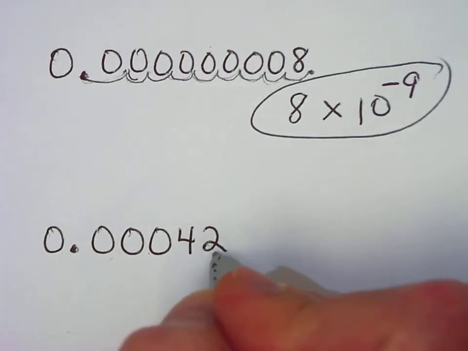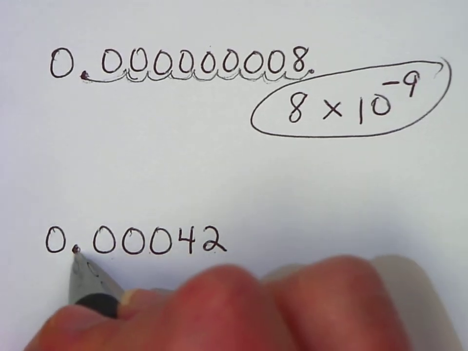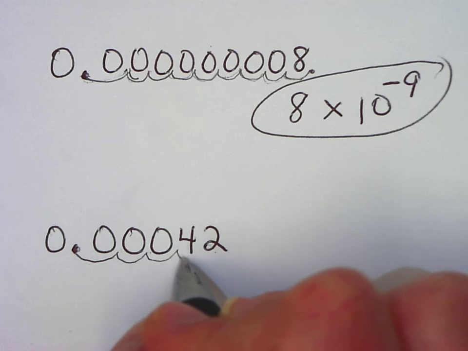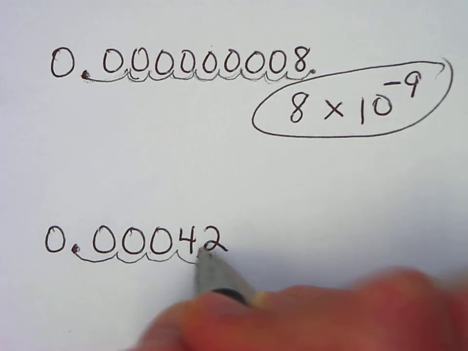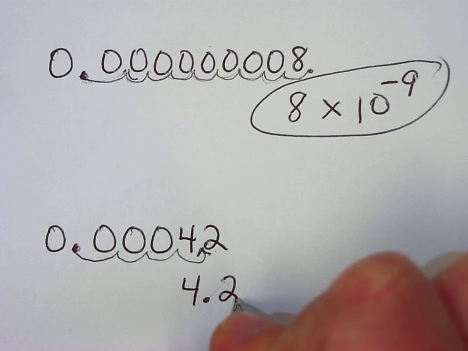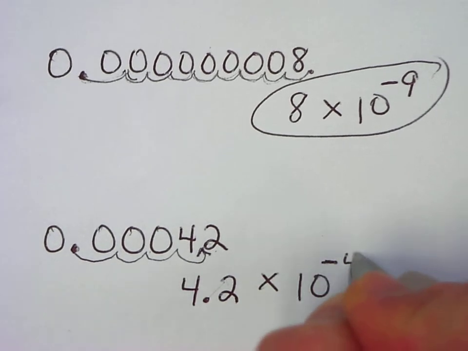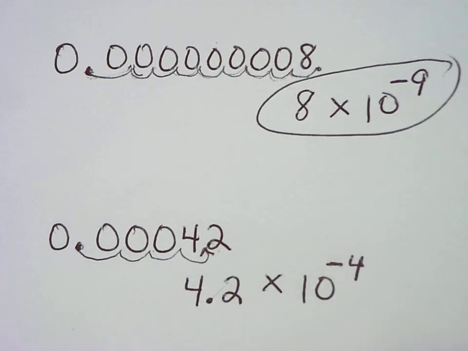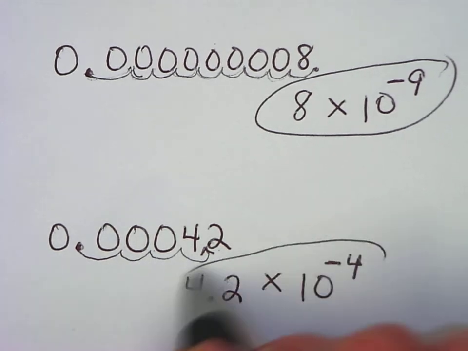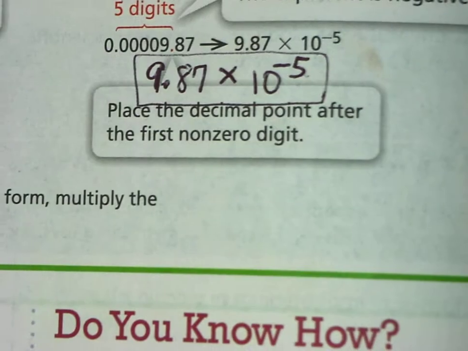Okay, again, this number is less than 1. My exponent will be negative. Let's make this number between 1 and 10. 1, 2, 3, 4. If I stop it right there, my new number will be 4.2. That's between 1 and 10, times 10 to the negative 4. Again, it's negative because my number is less than 1 and I moved it 4 times. Scientific notation. Okay, let's go back and just do a couple more.